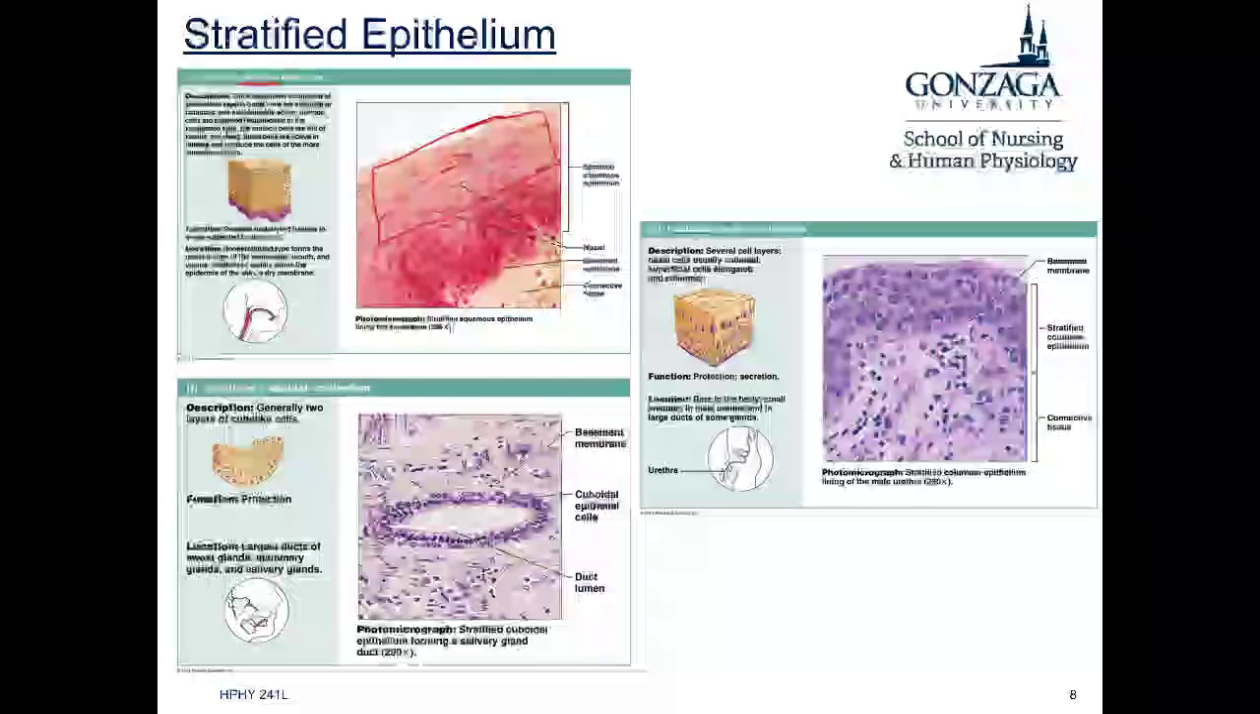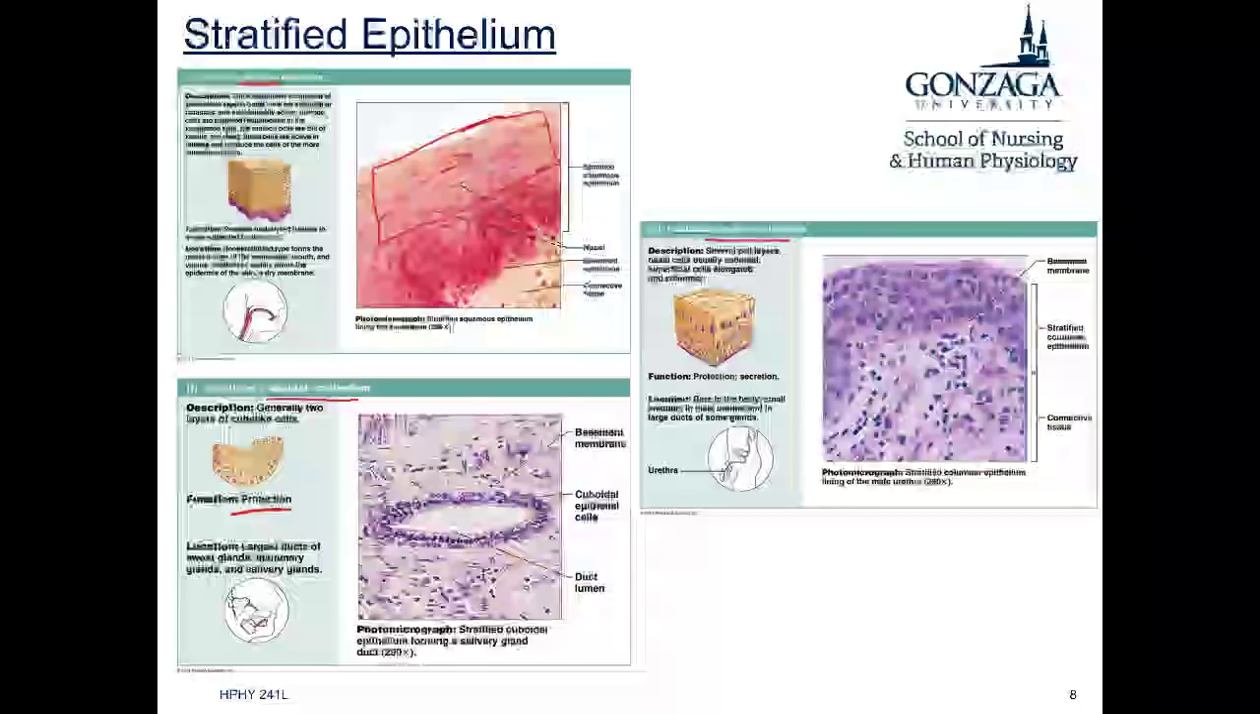Next type, cuboidal epithelium. Okay, so usually just a couple layers here. So a couple layers of cube-shaped cells, really good for protection. Many glands, mammary glands, salivary glands will have this appearance here, 2 layers of cuboidal epithelial cells. And then the third type of stratified is the columnar.